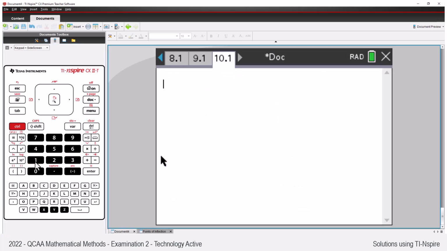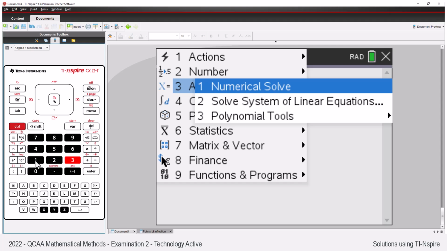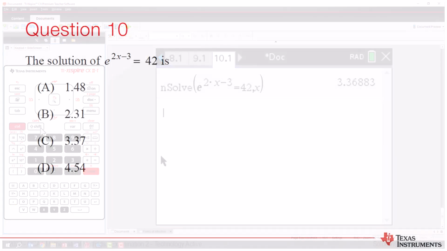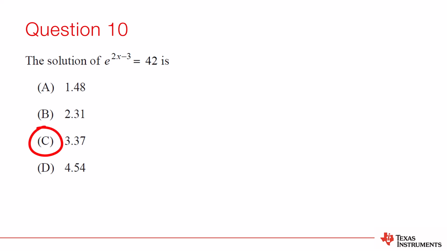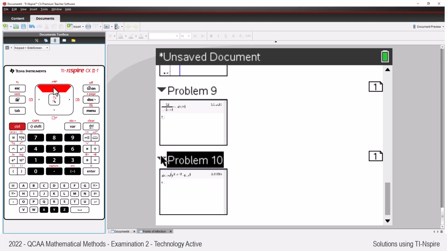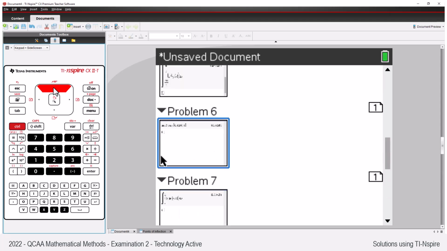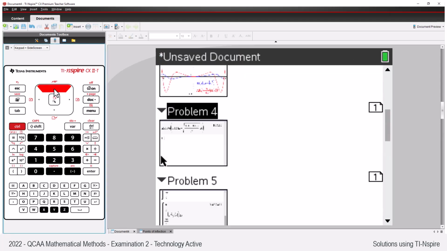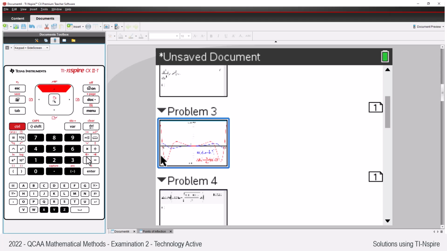Or we could graph it, or use the solve option. We have a one-to-one function, so there is only one solution, and we get a result of x is approximately 3.37 and choose option C. That concludes all the multiple choice questions. A good exam technique is always to check your answers. You'll have noticed that throughout this video, I've created a new problem for every question, so you can quickly and easily go back and check the calculations performed for every single one of those questions.